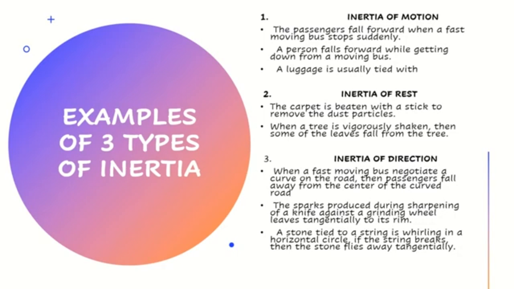Second, inertia of rest. The carpet is beaten with a stick to remove the dust particles. When a tree is vigorously shaken, then some of the leaves fall from the tree. And the dust.